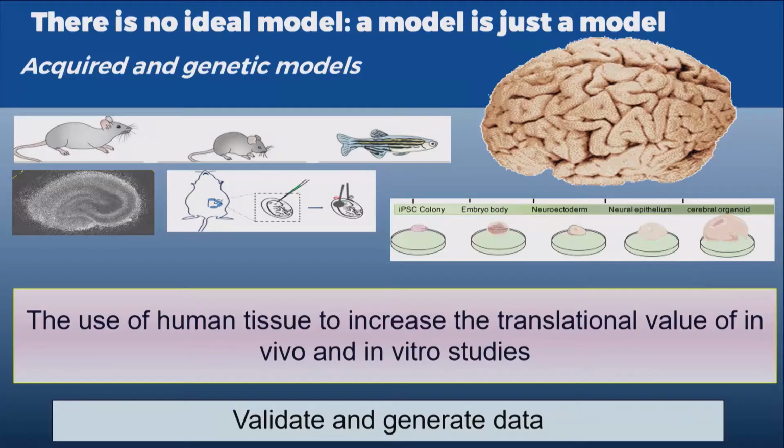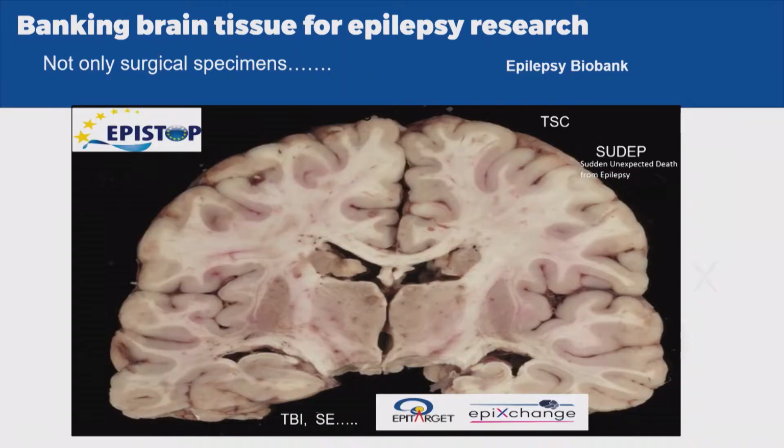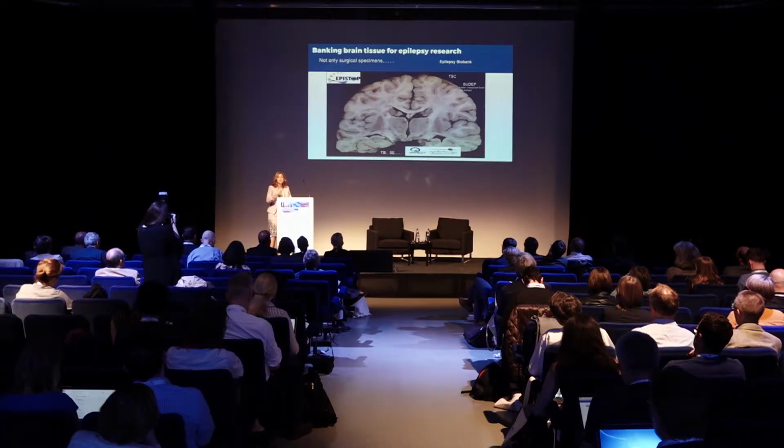Why biobanking, or brain tissue biobanking, for epilepsy? Because we have a lot of models, as we heard today, genetic models and acquired models, but they are still models. So we need human tissue to validate these models and to prove their translational value. We can use human tissue to validate the data of animal models, but also to generate new ideas, new hypotheses.